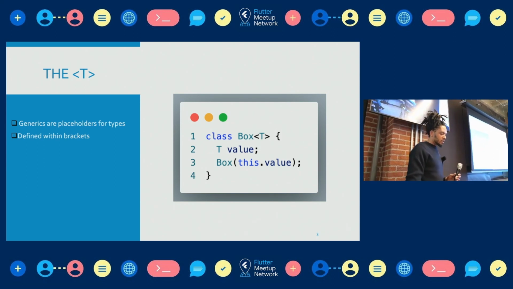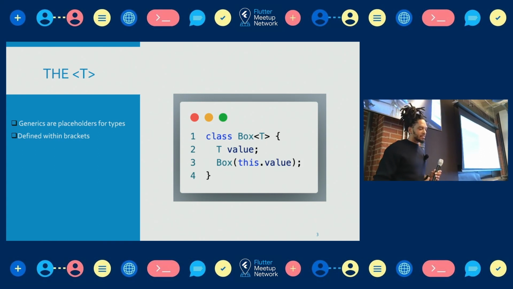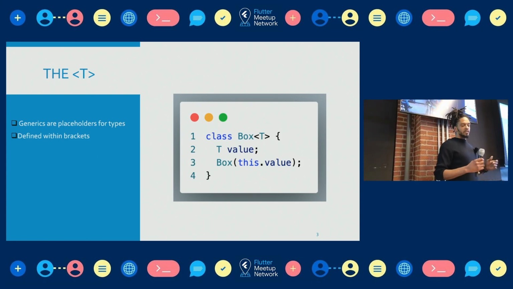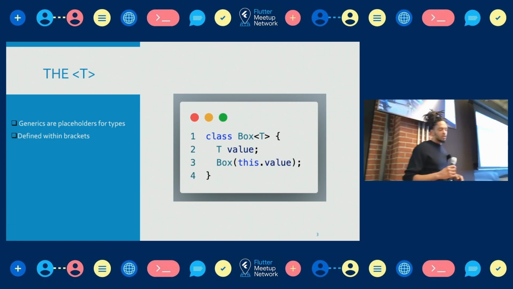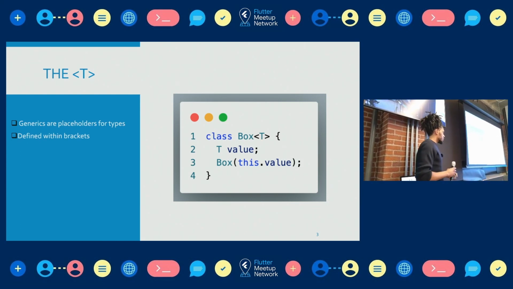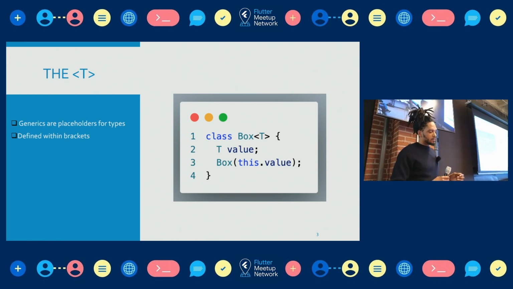Okay, generics, what they are. Generics are a way to define classes, interfaces, functions, and methods with placeholders for the types that they operate on. They allow you to write type-safe code without specifying explicitly what the types are. They are defined with angle brackets.